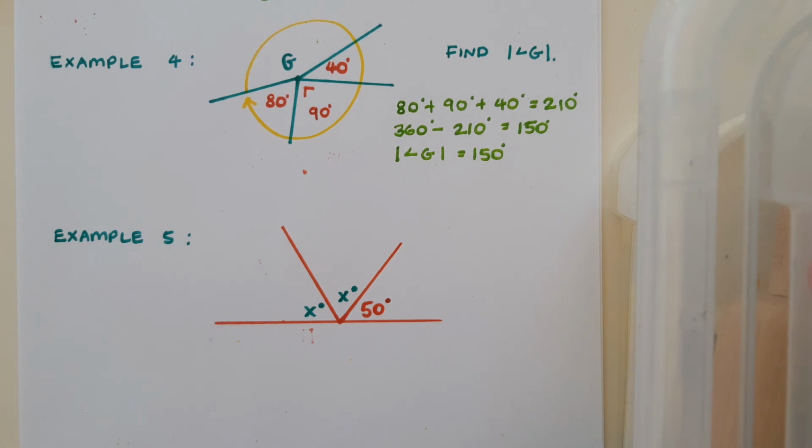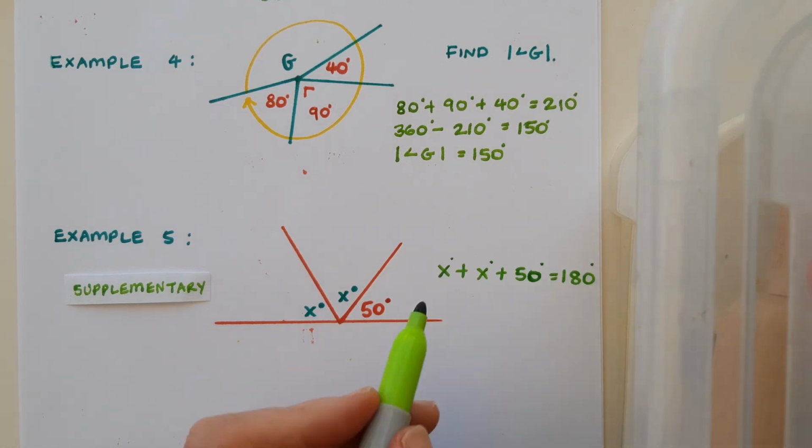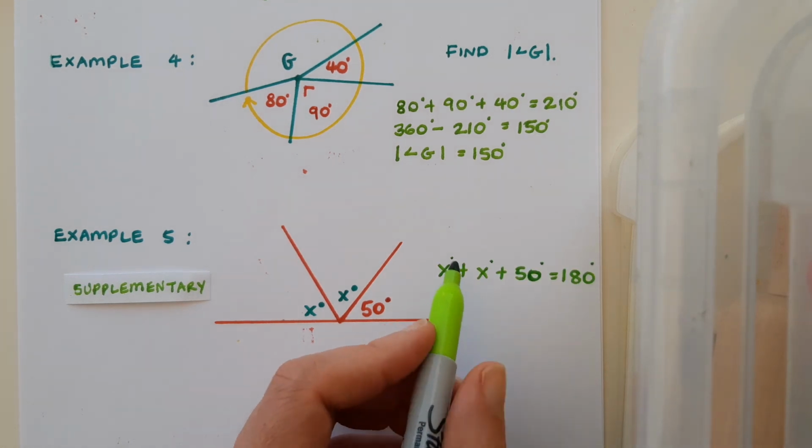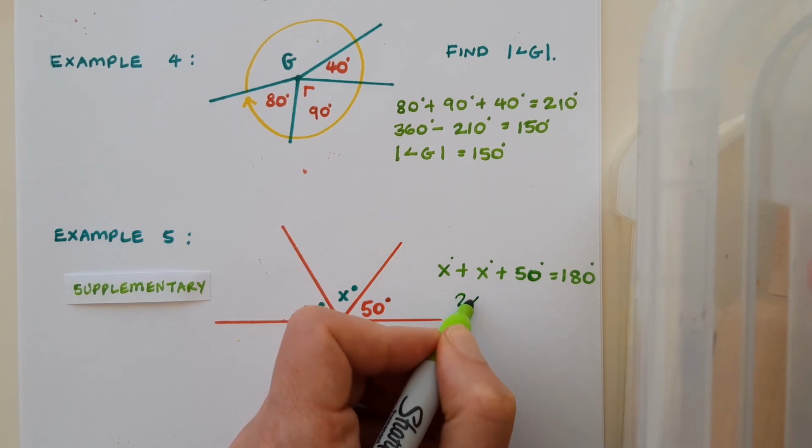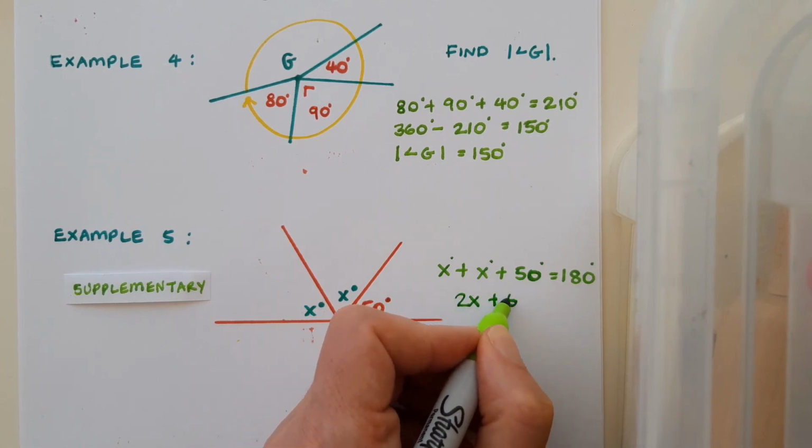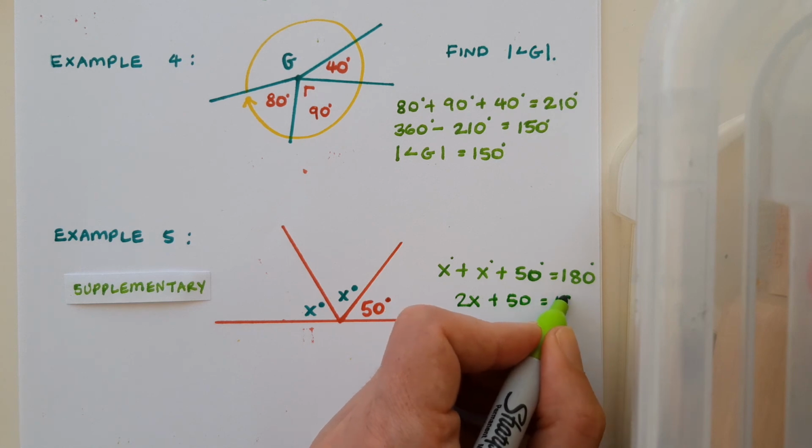Before we begin to calculate, take a moment to think, can you remember the name that we give to angles that go together to make up a straight angle? These angles are called supplementary angles. So I know that x and 50 make up 180. Well, if I have one x here and another x here, I've got two x's overall. 2x and 50 equals 180.